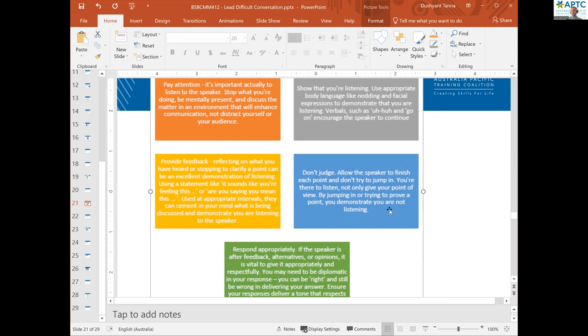Don't judge. Allow the speaker to finish each point. Don't try to jump in. You are there to listen, not to give your point of view. By jumping in, trying to prove a point, you demonstrate that you are not listening.